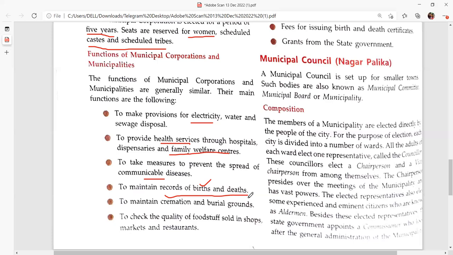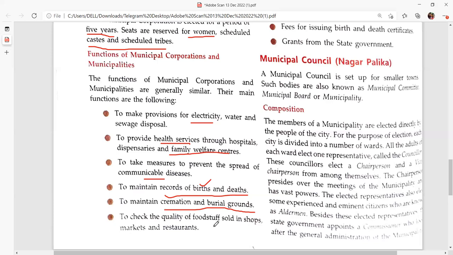Okay. Next point is to maintain cremation and burial grounds. Yes, it is important because different religious beliefs have different cremation techniques. Suppose in Hinduism, we have a technique of cremating. Christians and Muslims have a ritual of burying. So according to the different religious beliefs, there should be different cremation or burial grounds in the city, which have to be maintained by the municipal corporations so that religious beliefs do not get hurt.